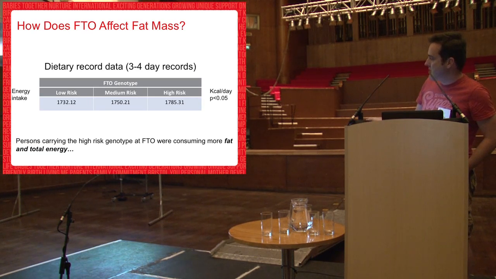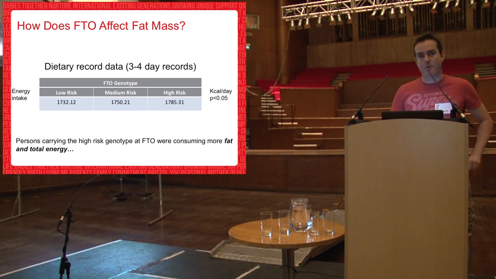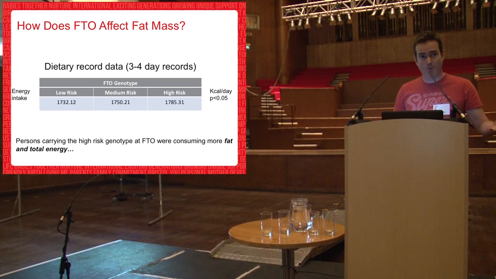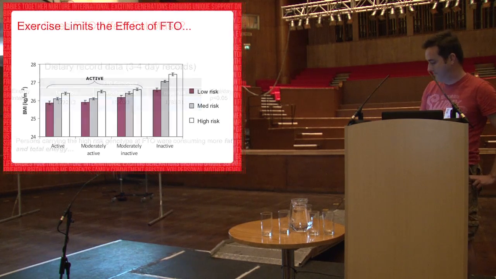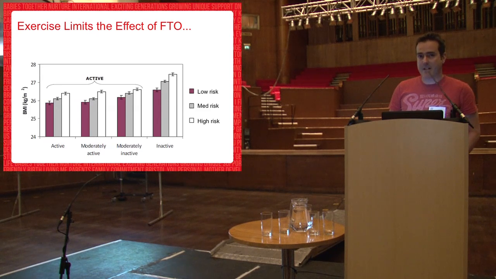Again, we can see that people who have the high-risk FTO genotype have a much higher energy intake than people who have the low or medium-risk genotype. So in other words, people with the high-risk genotype are eating more, essentially.